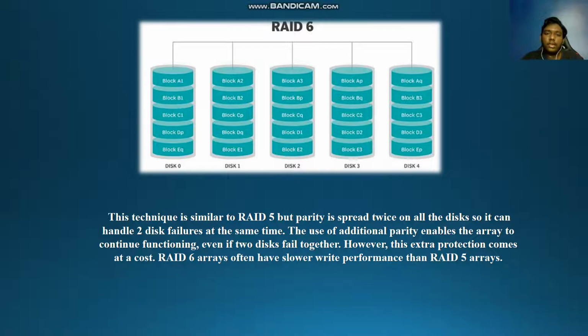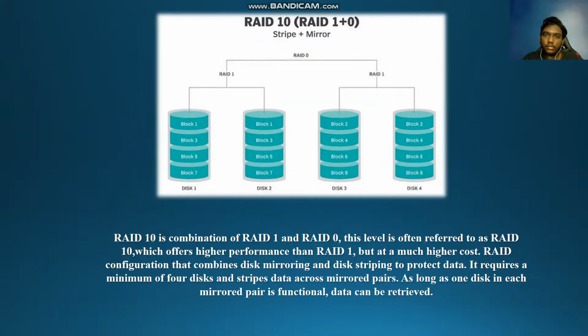RAID 6. This technique is similar to RAID 5, but parity is spread twice on all the disks, so it can handle two disk failures at the same time. The use of additional parity enables the array to continue functioning even if two disks fail together. However, this extra protection comes at a cost. It's expensive. RAID 6 arrays often have slower write performance than RAID 5 arrays.